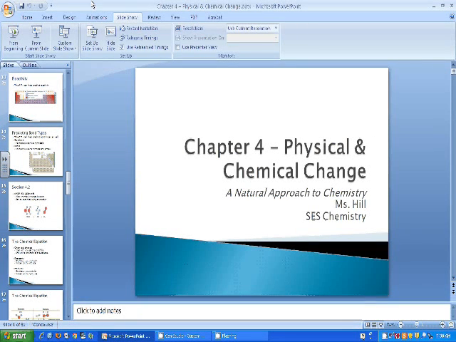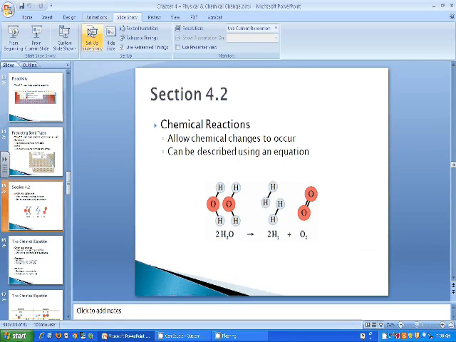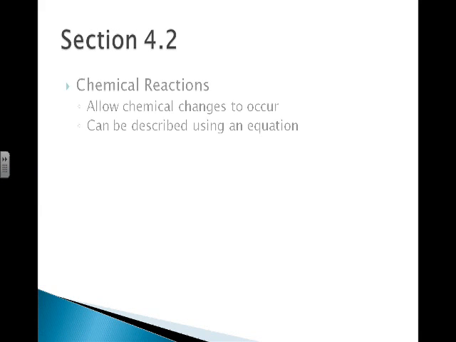Of Chapter 4, Physical and Chemical Change, and this should cover pages 4 through 8 of your outlines. So in this section we're going to be talking about primarily chemical reactions and how we can represent those as an equation. So remember, a chemical reaction simply allows a chemical change to occur.